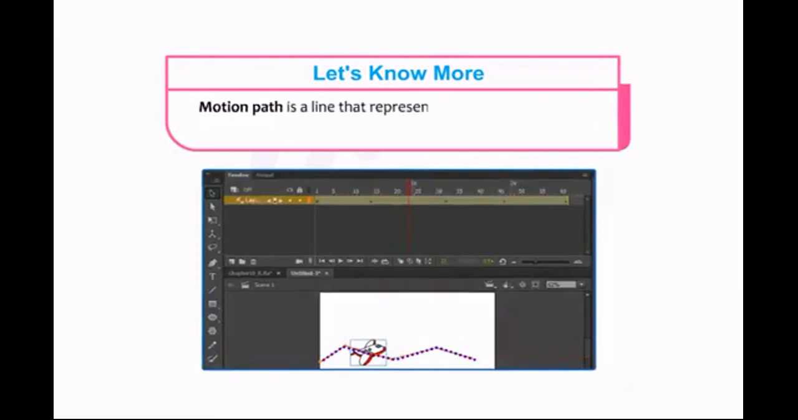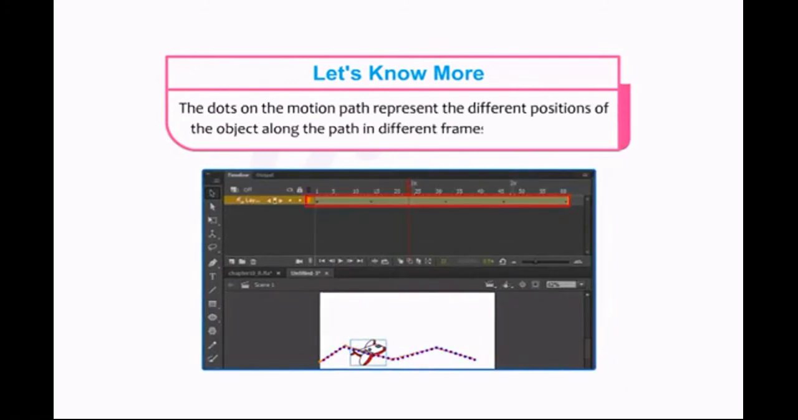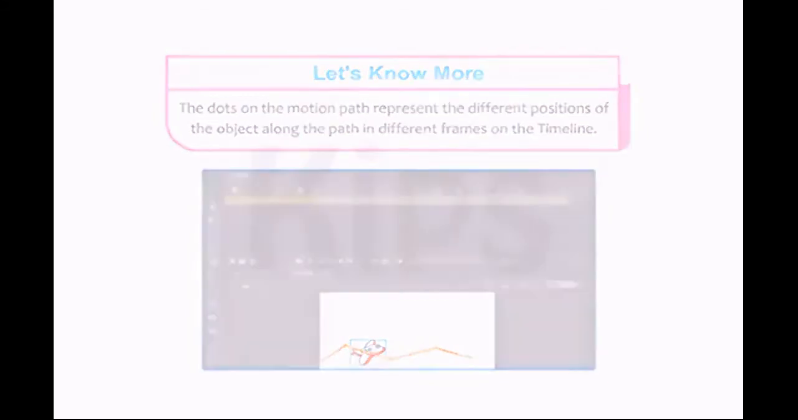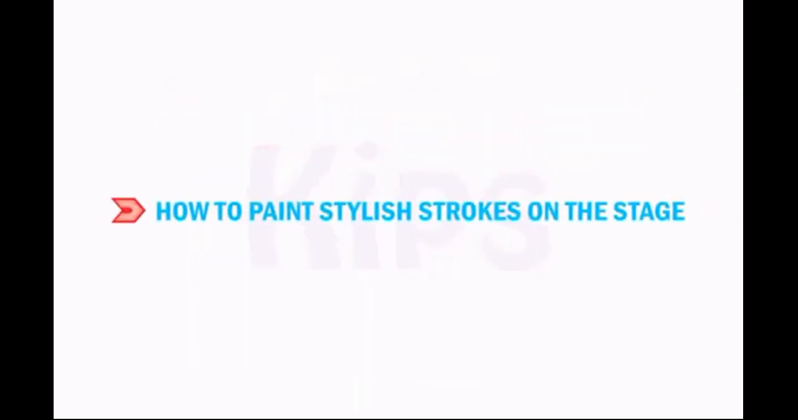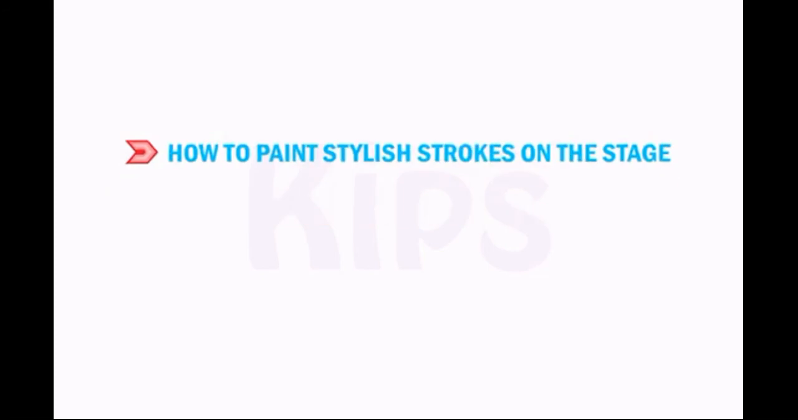Students, let us know more. Motion path is a line that represents the movement of the instance. The dots on the motion path represent different positions of the object along the path in the different frames on the timeline. How to paint stylish strokes on the stage.